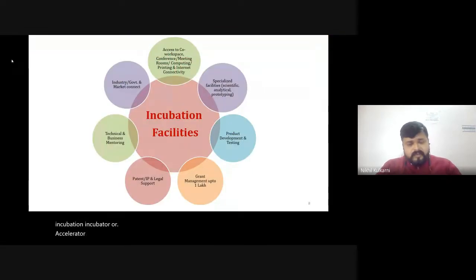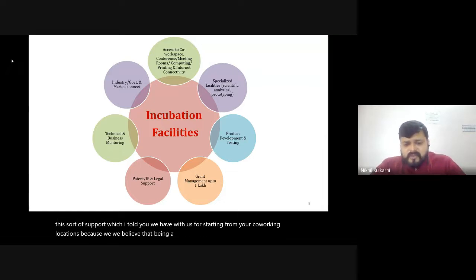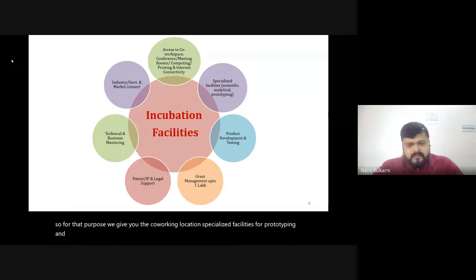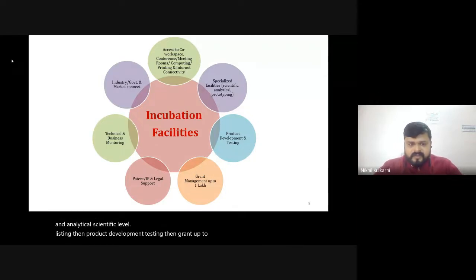This sort of support, which I told you we have with us, starts from your co-working locations. We believe that being a startup, it is hardly possible for you to have your dedicated office space until you start making profits from your own ideation. So for that purpose, we give you the co-working location, specialized facilities for prototyping and analytical scientific level testing, then product development testing, then a grant of up to 1 lakh rupees.